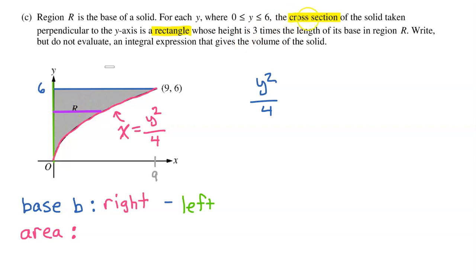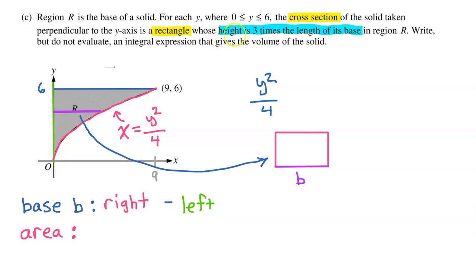Step 2 is to find an expression for the area of a single slice. We are told that each cross-section is a rectangle. So if we grab a slice and pull it out and look at it, it's going to look like this. We've been talking about the base of a single slice, and that base is right here. We are told that the height of the rectangle is 3 times the length of the base. So if the base is b, the height will be 3b. But we need an expression for the area. The area is base times height, so that will be b times 3b, which is 3b squared.